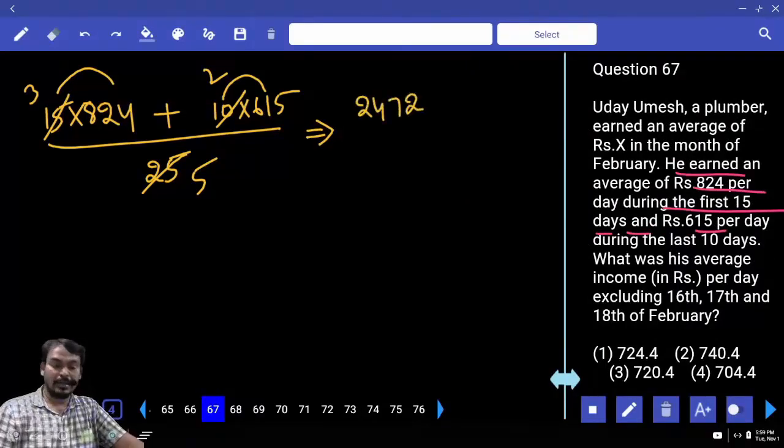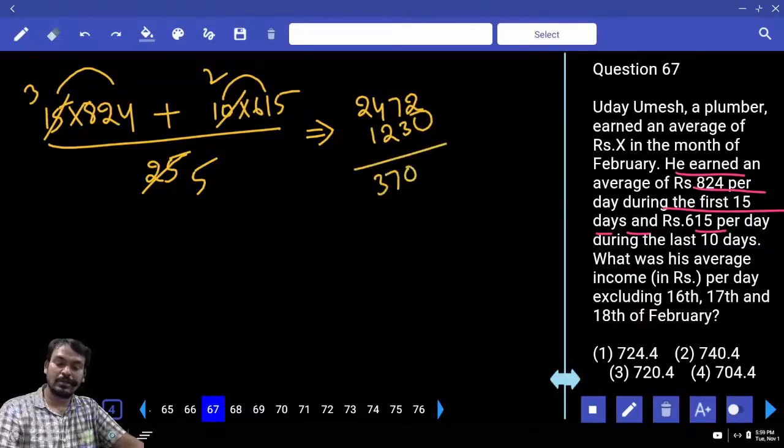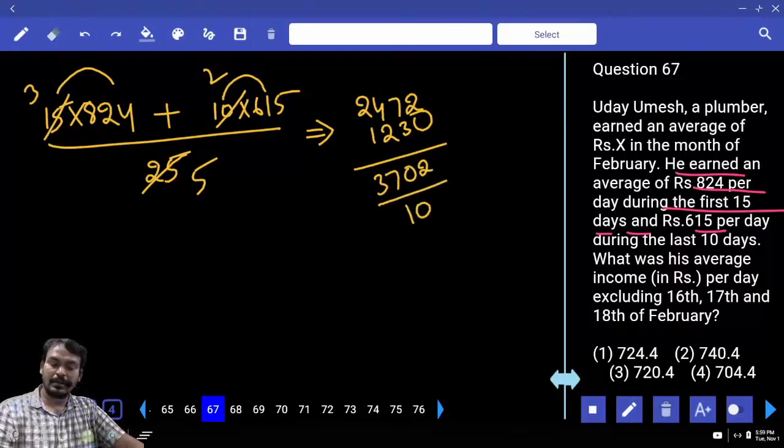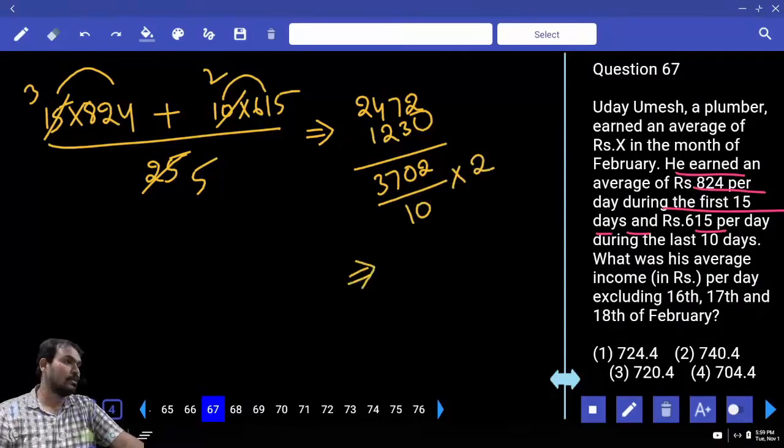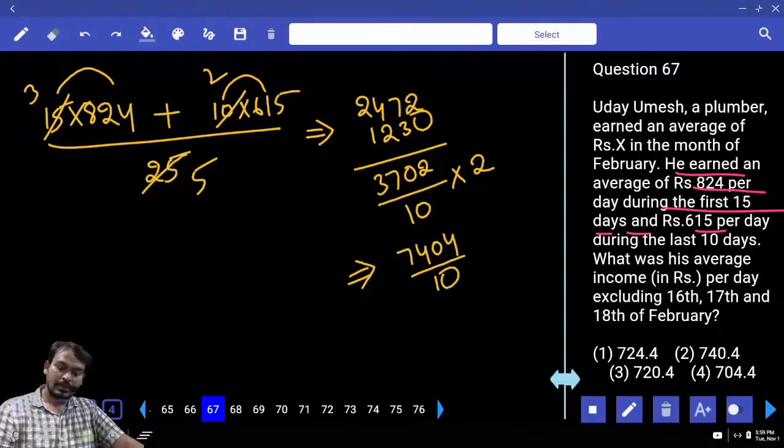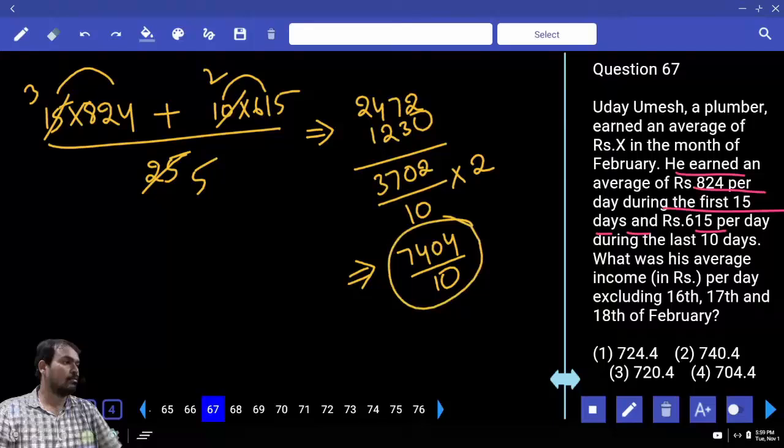2472 or not? Plus 2 into 615, 1230 or not? 1230. Both are adding, it is 3702 or not? Divide by how much? 5. But I wrote divide by 10 into 2 or not? Into 2. 3702 into 2 means it is 7404, divided by how much value? 10 or not? What is the answer? 740.4 or not? Actually divide by 5 means we write divide by 10 into 2 or not?